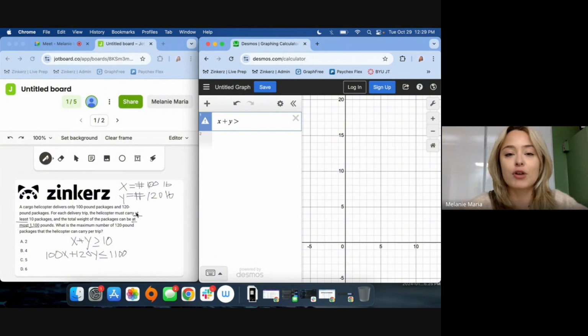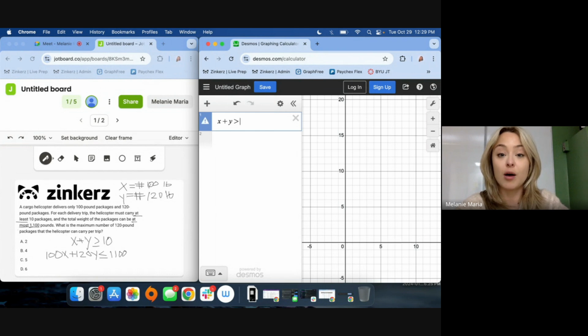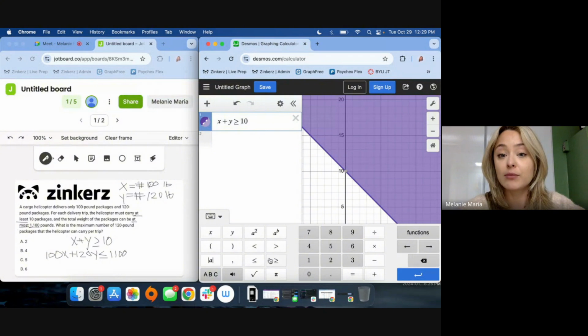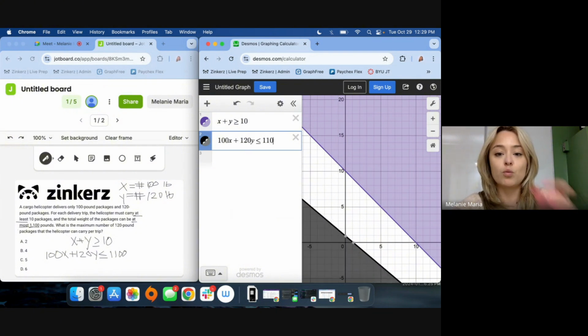We know that Desmos can't create this system for us. We have to do that part, but it can certainly help us with finding the solutions to this. So I'm going to type my first inequality here. The way that I get this symbol, I can come down here and use the keypad that's provided on Desmos, or I can use my own keyboard by typing in the little symbol that's above the period and then hitting the equal sign to get this greater than or equal to 10. Now my second inequality is going to be 100x plus 120y, that has to be less than or equal to 1,100.